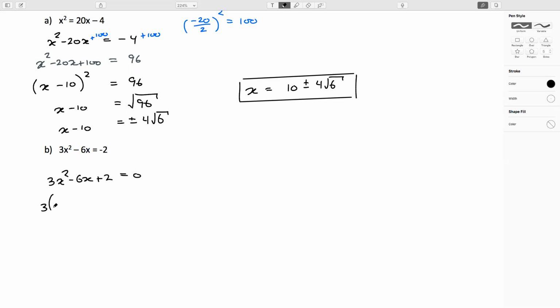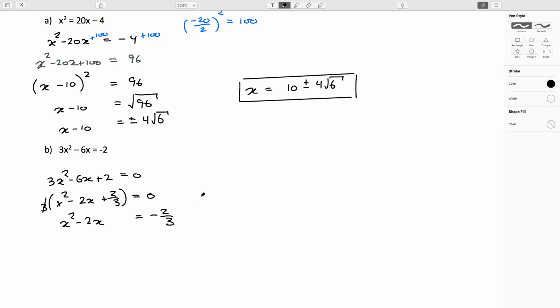We can pull the 3 out. X squared minus 2x plus 2/3 equals 0. We can then cancel out the 3 because it equals 0. We're essentially dividing by 3, but 0 divided by 3 is still 0. And then we can finish this off. We can move the 2/3 back over. X squared minus 2x equals negative 2/3.